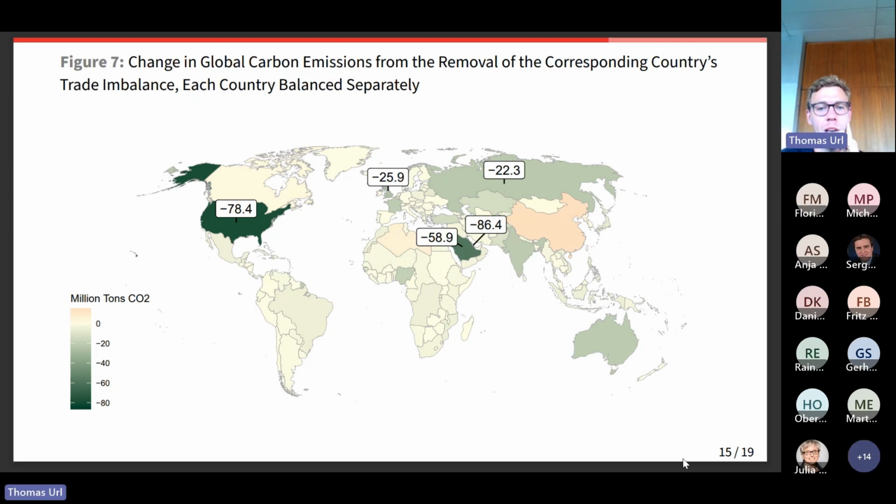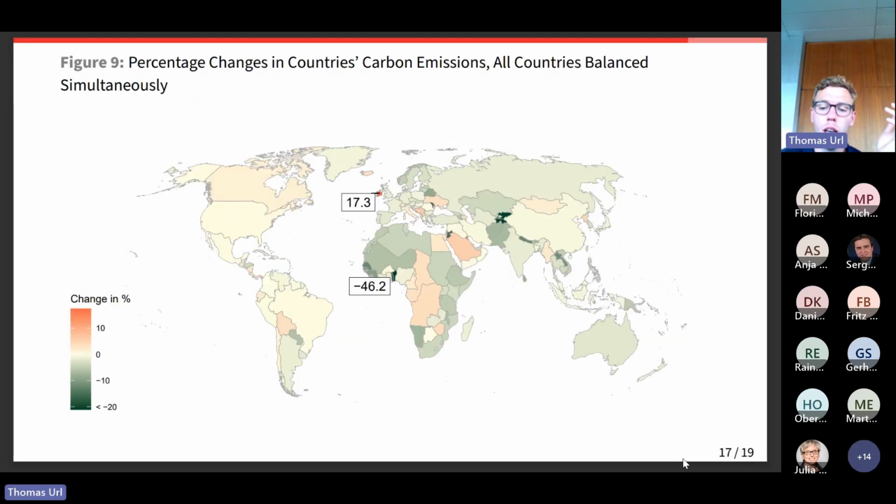Okay, so this was the individual countries, and the last scenario is what happens when you take away all aggregated imbalances. Then global carbon emissions would decrease by around 0.9%. To summarize the numbers: 0.9%, around 330 million tons of CO2. Is this a big number or not? It's around the annual emissions of France, which is the 17th largest emitter of the world.